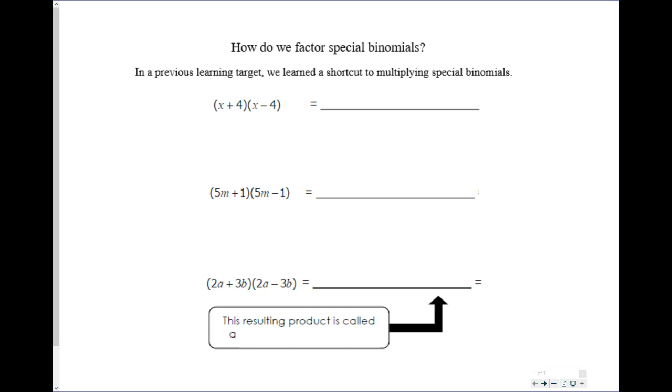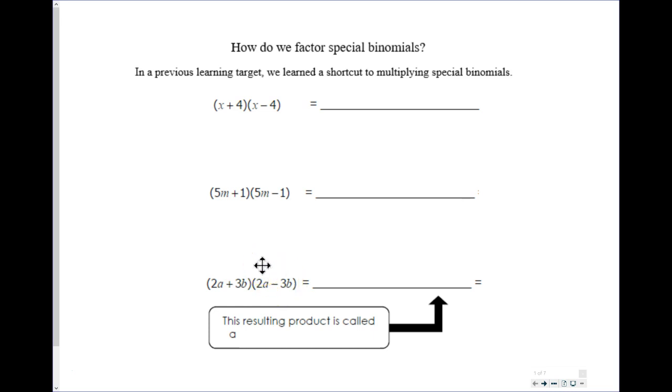last learning target. So if you'll notice in all three of these examples, the first term and the last term are the same in both binomials, right? You've got an x in front in both of them and a 4 in back for both of them. The only difference is a plus and a minus. Same thing for this one. You've got a 5m and a 5m in front and then a 1 and a 1 in the back. This third one looks a little scary, but it's the same pattern. 2a in the front, 2a in the front, 3b in the back, 3b in the back.